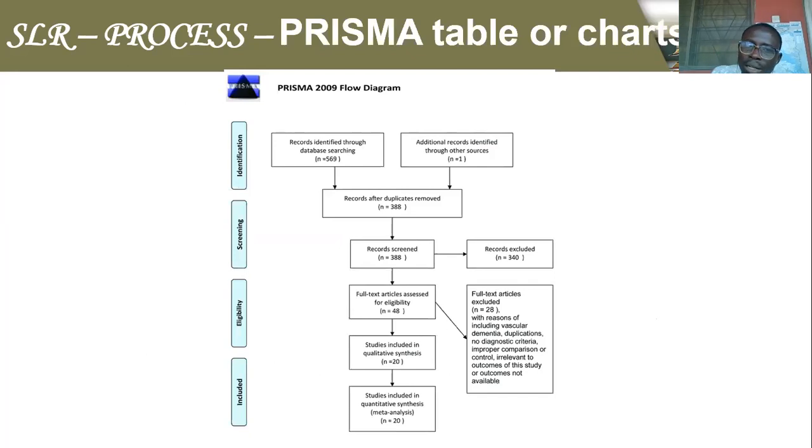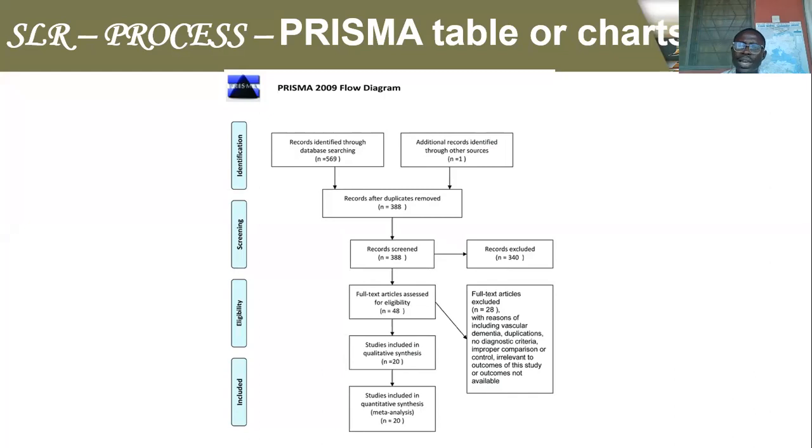So as I said, this is the Prisma 2009 flow diagram. This is how it looks. It has the divisions 1, 2, 3, 4: the identification stage, screening, eligibility, and included. So this flow gives us the overall number of articles that were downloaded or retrieved from the various repositories or databases. Then you talk about the screening stage: how many were reviewed, how many were removed. Then the eligibility stage: how many articles were eligible or qualified to be included in the review. Then you look at the included. Maybe there was another criteria there. So let's take them one after the other.